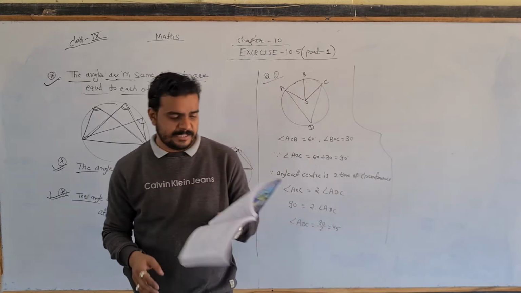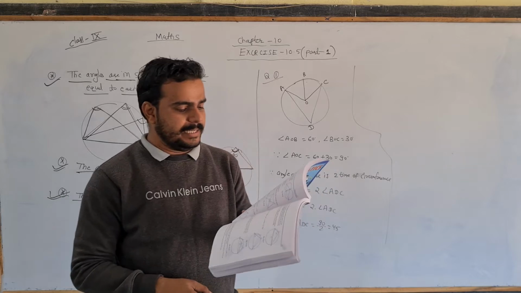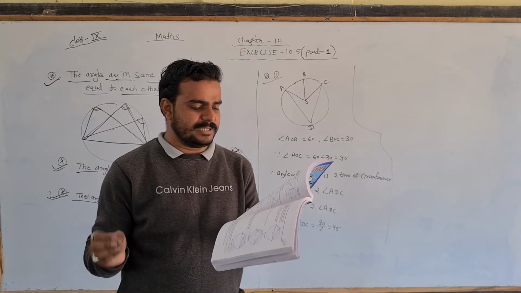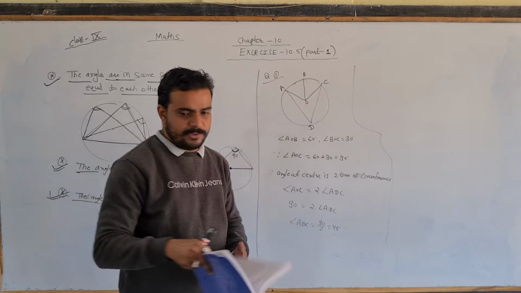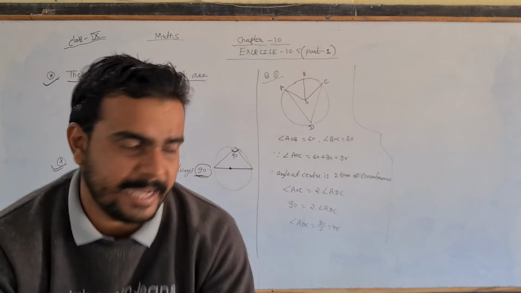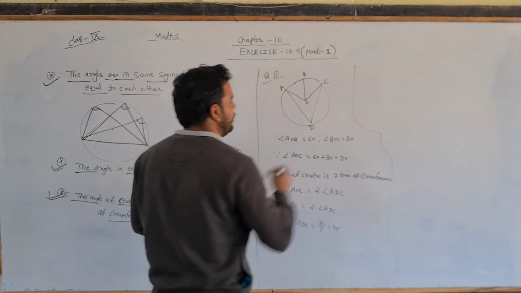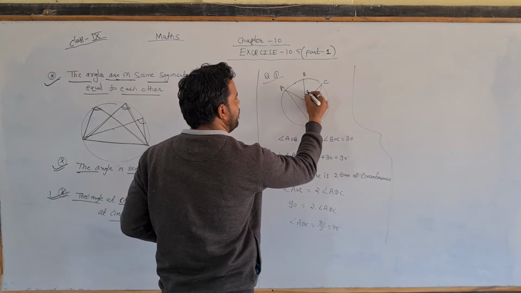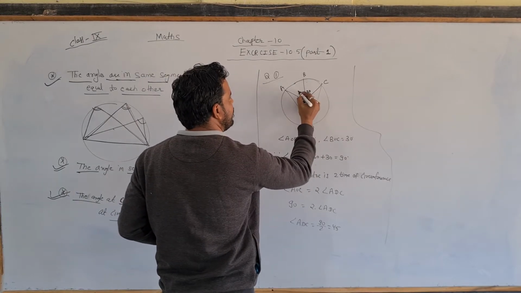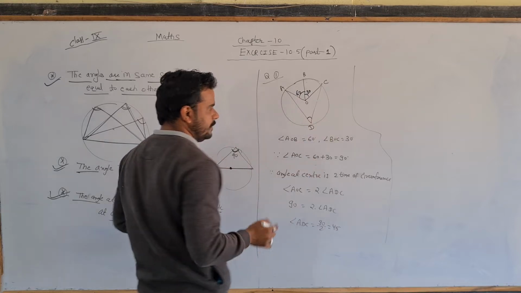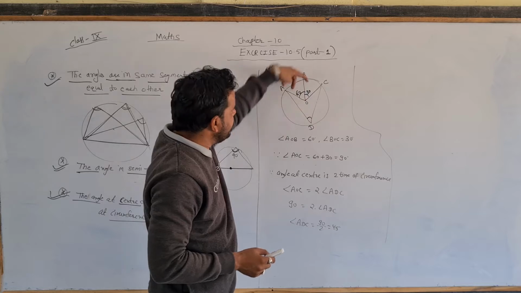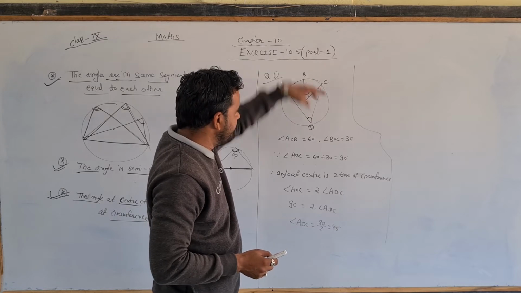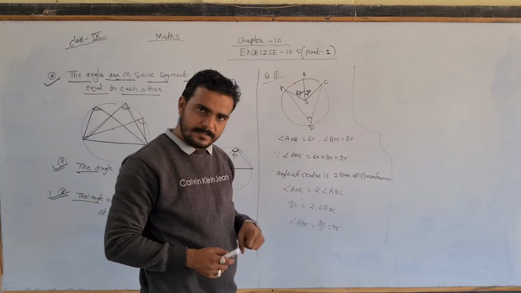The first question of exercise 10.5 is like this: in the given figure, A, B, C are points on the circle. Angle BOC is equal to 30 degrees, angle AOB is equal to 60 degrees. Find angle ABC. So angle BOC is 30 and angle AOB is 60, and we have to find this one. First of all, angle AOC will be 60 plus 30, which is 90.